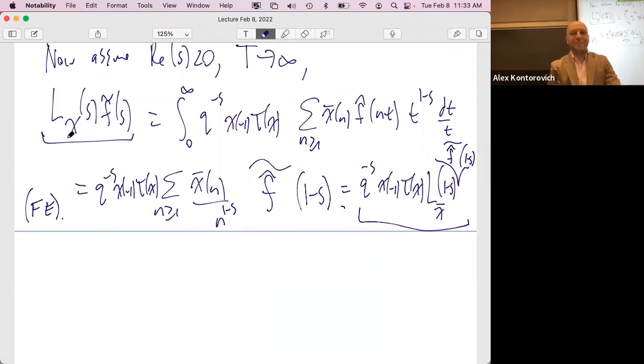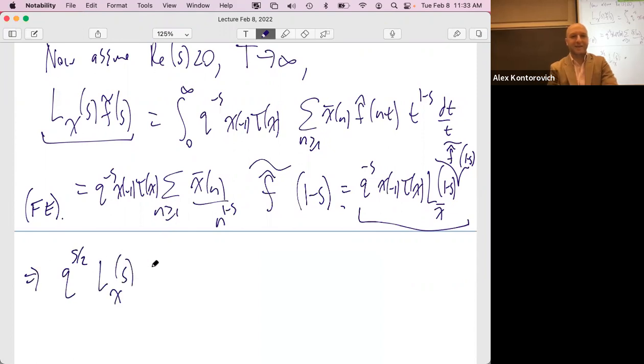Last thing, let's put a q to the s over 2. If I multiply both sides by q to the s over 2, exactly, that's what's going to balance it out. I'm not sure if it's s over 2 or minus s over 2. We'll see in a second. Okay, so let's do a final version of this.